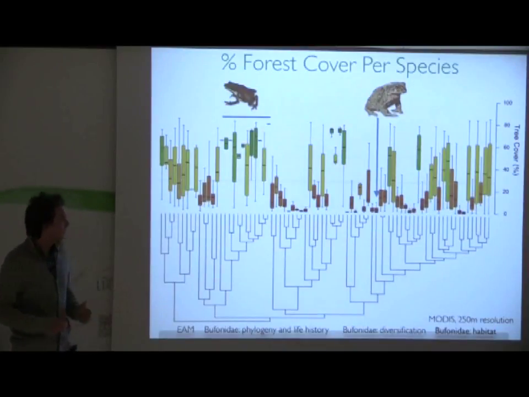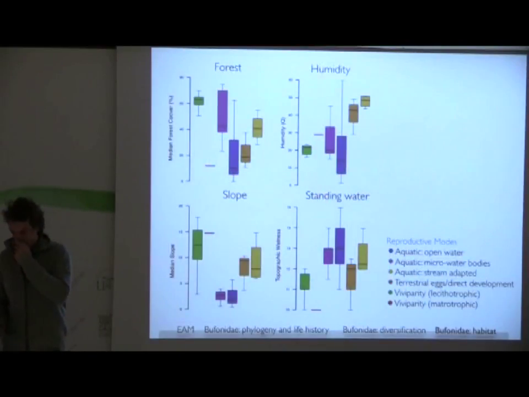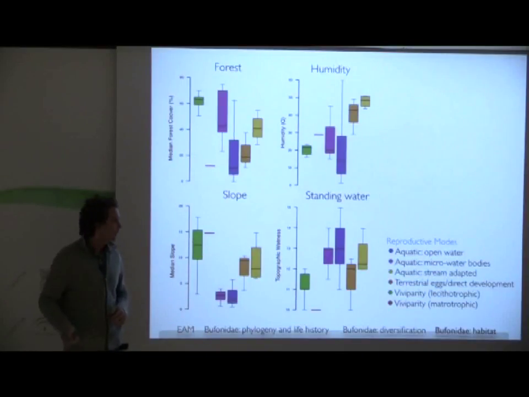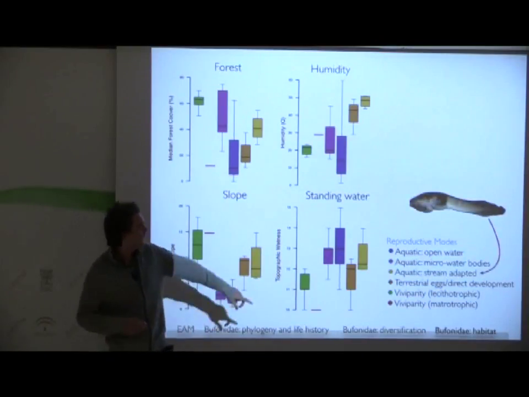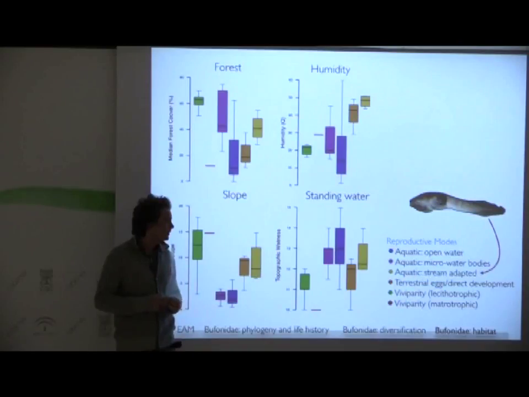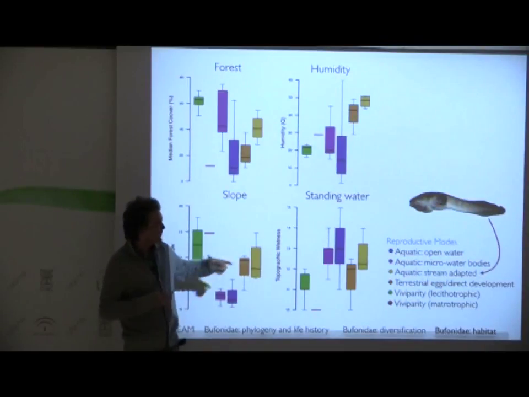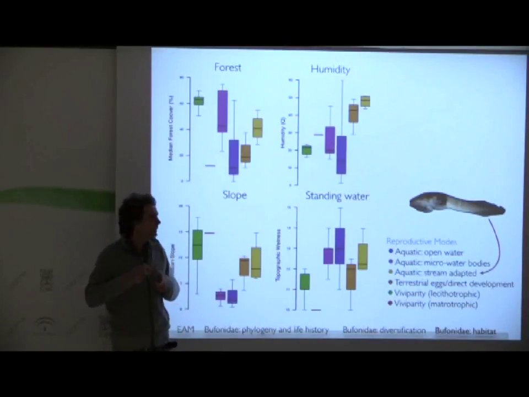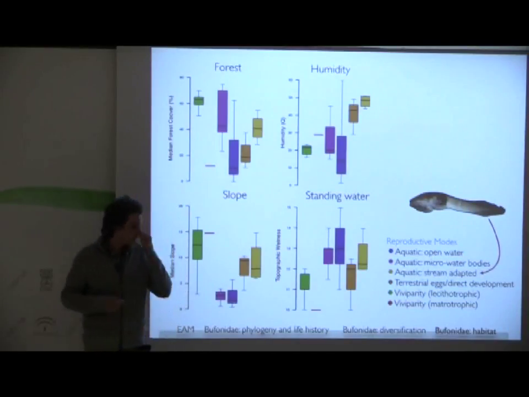So we can distill all of that into box plots per reproductive mode. So we have 6 reproductive categories. These are the same 5 as before, but this time we added 1 extra aquatic category. So these are the stream-adapted tadpoles that I mentioned right at the beginning. So they have these big oral discs that allow them to cling onto rocks.